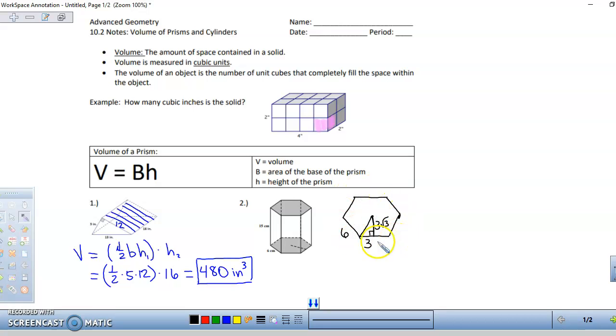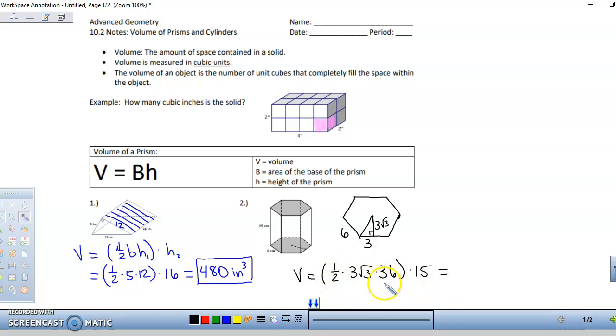Okay, given that information, why don't you pause and find the volume of this prism. So welcome back. You should have the area of the hexagon, so 1/2 apothem times the perimeter, so 6 times 6, which is 36. And then you multiply by the height of the prism, or the number of layers of hexagons. So I need 15 layers of hexagons to make that shape.